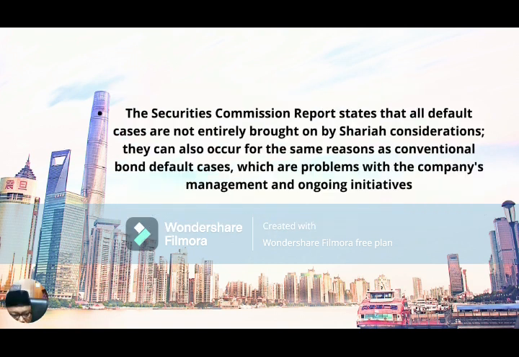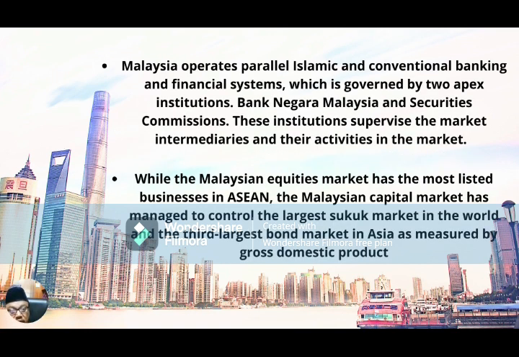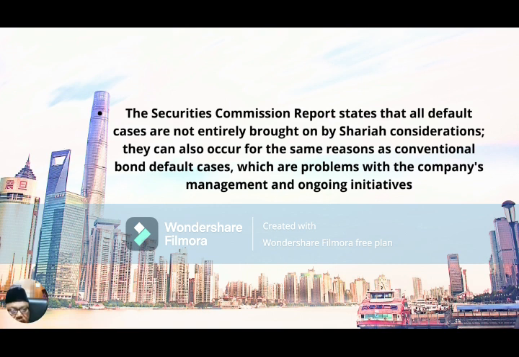And the Securities Commission, sorry, Malaysia operates a parallel Islamic and conventional banking and financial system, which is governed by two apex institutions, Bank Negara Malaysia and the Securities Commission. These institutions supervise the market intermediaries and their activities in the market. While the Malaysian equities market has the least business in ASEAN, the Malaysian capital market has managed to control the largest sukuk market in the world and the third largest bond market in Asia as measured by gross domestic product. And on sukuk operation, the Securities Commission report states that all default cases are not entirely brought on by Sharia consideration. They can also occur for the same reasons as conventional bond default cases, which are problems with the company's management and ongoing activities.